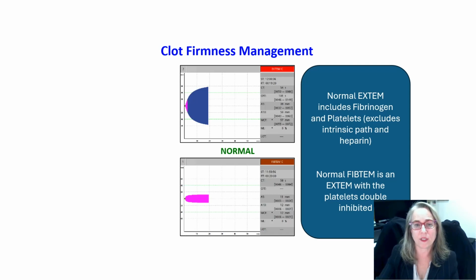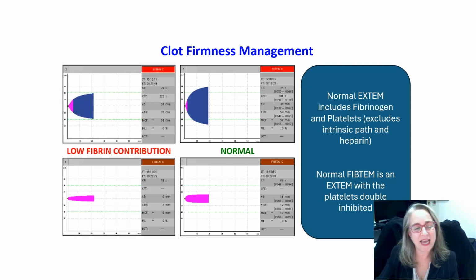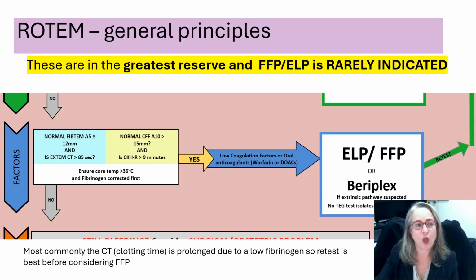And this is once again a normal Rotem, the EXTEM at the top, looking at the extrinsic pathway, fibrinogen and platelets, the bottom one with the platelets double inhibited. And what does it look like if you have a problem with low fibrin concentration? Can you see how they're both thinner? Because fibrinogens are part of both. So if you have a thinner temogram in both of them, you're thinking about fibrinogen.